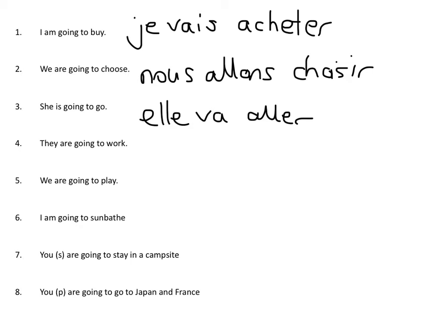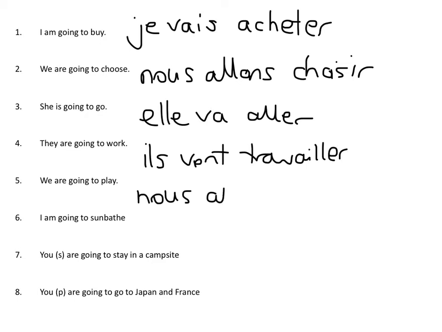They are going to work. So we need the ils form of the verb. Ils vont, and then travailler. Ils vont travailler. We are going to play. So in the nous form, nous allons jouer. Nous allons jouer. We're going to play.